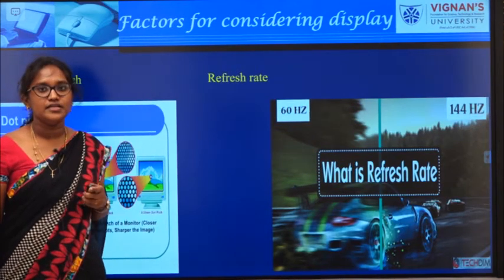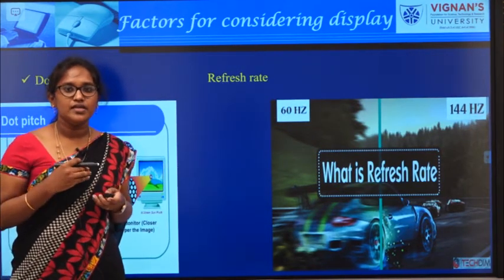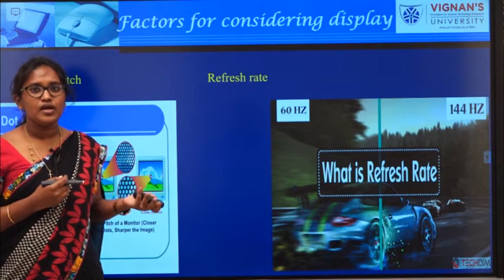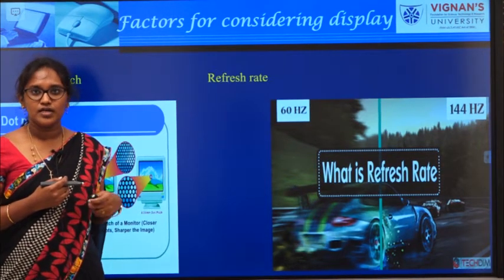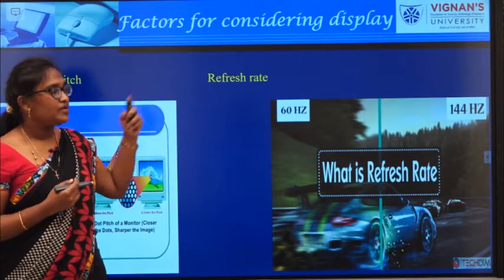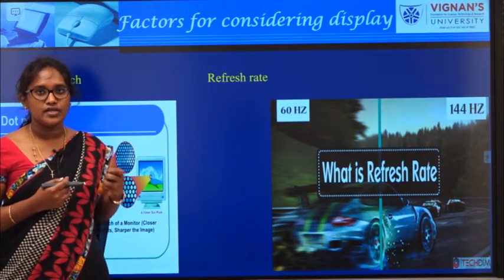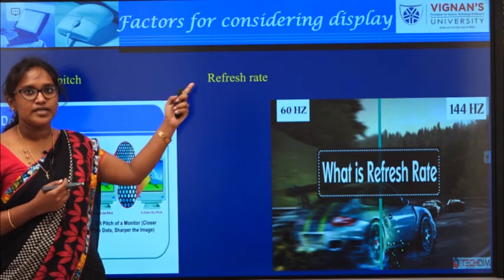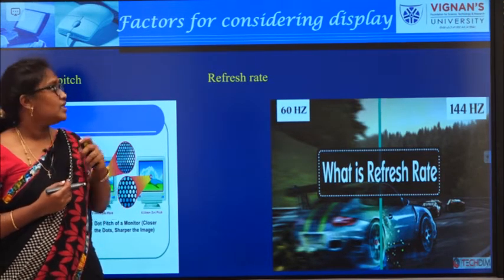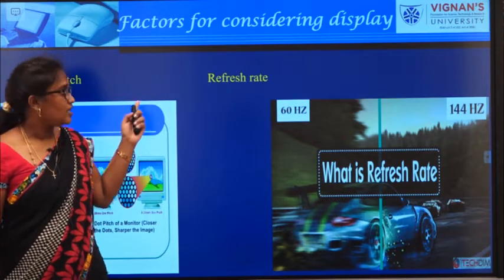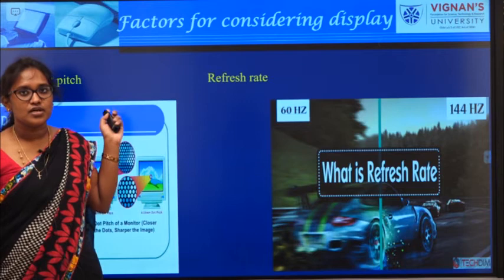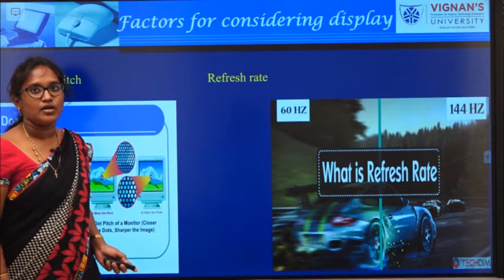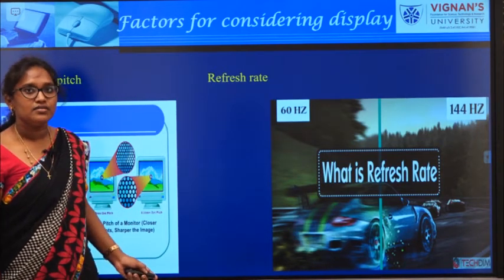The factors for considering the display of a monitor. Everyone knows that based upon the cost, the size, and the resolution, we always purchase desktops or computers. Whenever you are purchasing any kind of electronic device, you should be flexible with the monitor. So what factors determine the characteristics of a monitor? There are three factors that determine the characteristics of a monitor: dot pitch, refresh rate, and resolution. We will see what exactly dot pitch, refresh rate, and resolution are.